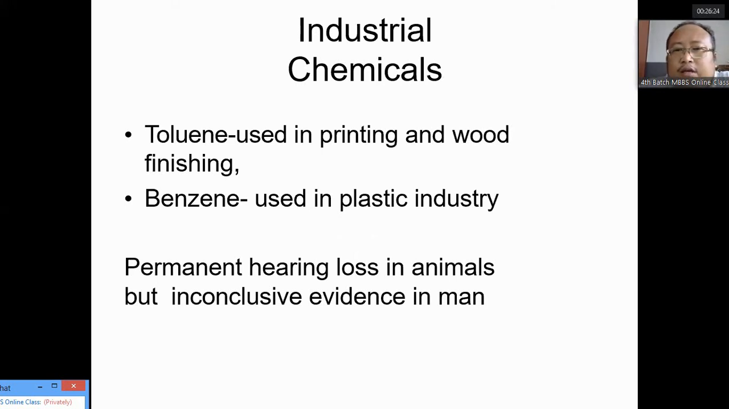Some industrial chemicals like toluene, which is used in printing and wood finishing, and benzene in plastic injury, are also listed in cases of hearing loss, but conclusive evidence is still unknown.